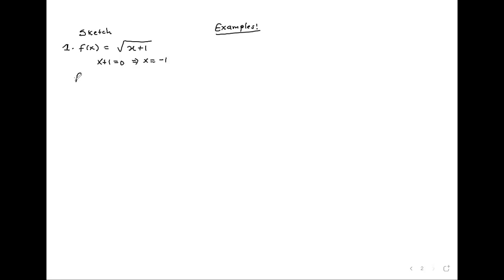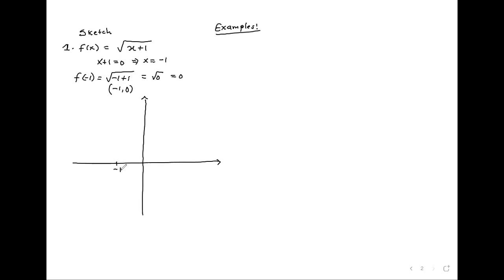Quickly get the -1 and take it back in the function to look for a corresponding value of y so that you can have a point. So we'll get the root of 0, which is 0. So we have a starting point, -1, 0. So we can sketch the function. So the function will start from -1, 0. And the shape goes like that.